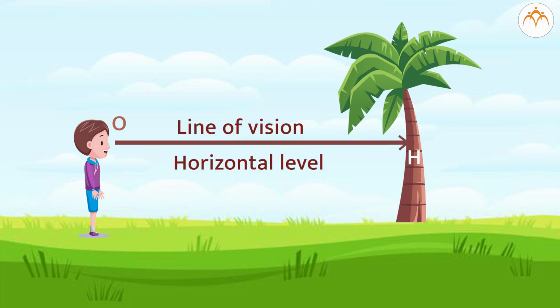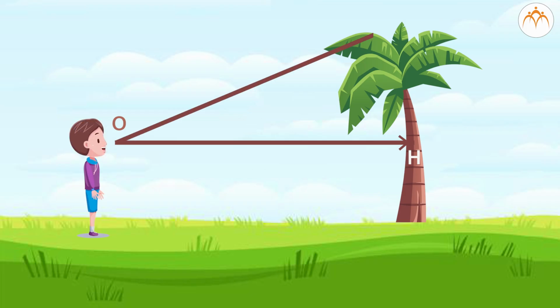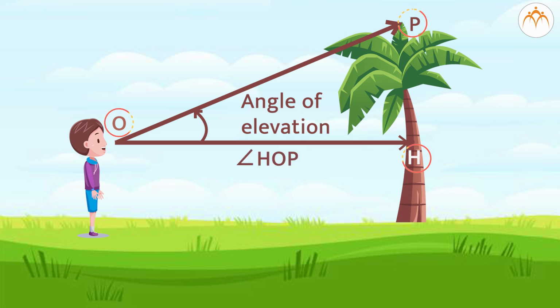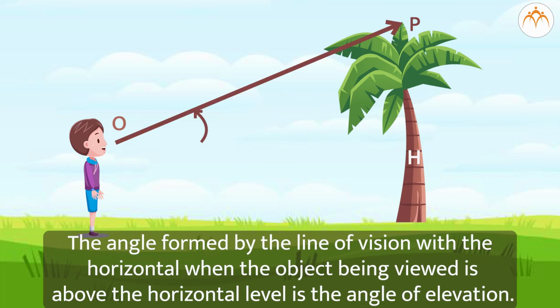If the point P being viewed by him is at a higher level than point O, then the angle formed by the line of vision OP with the normal line of vision OH is called the angle of elevation. In the given diagram, angle HOP is the angle of elevation. In short, the angle formed by the line of vision with the horizontal when the object being viewed is above the horizontal level is the angle of elevation.